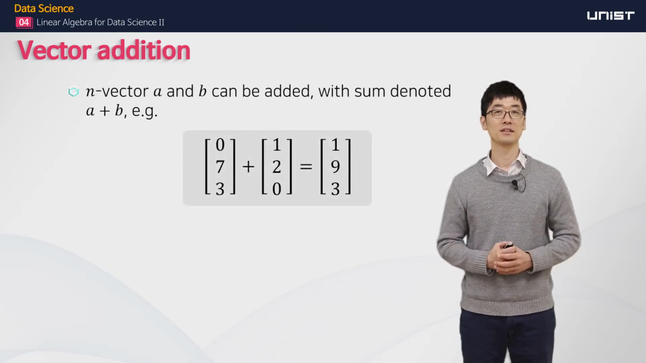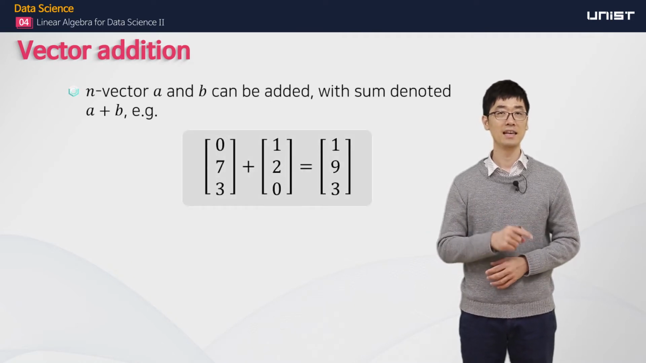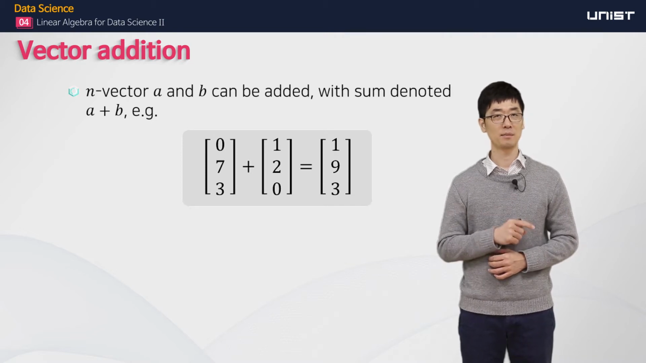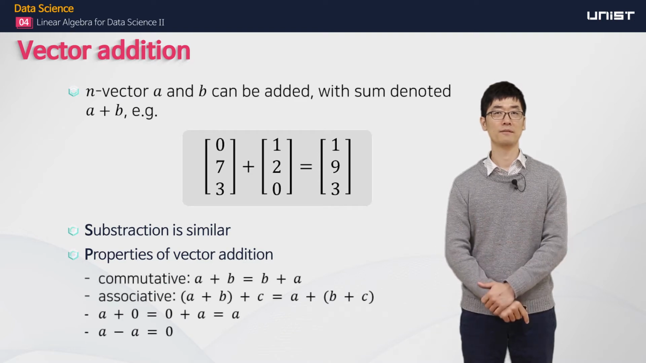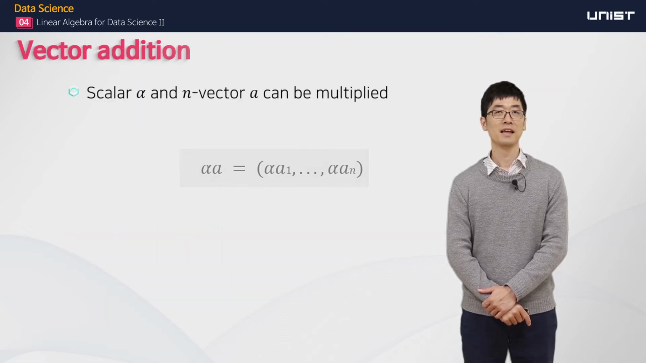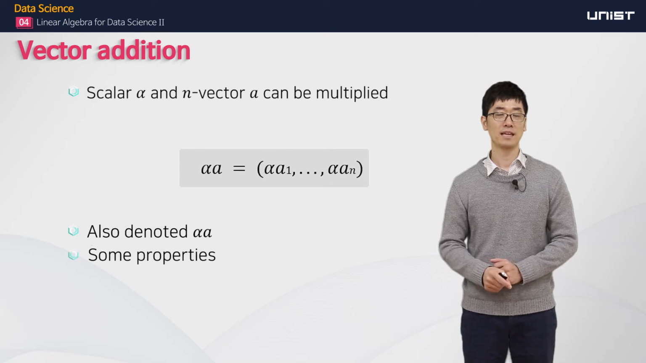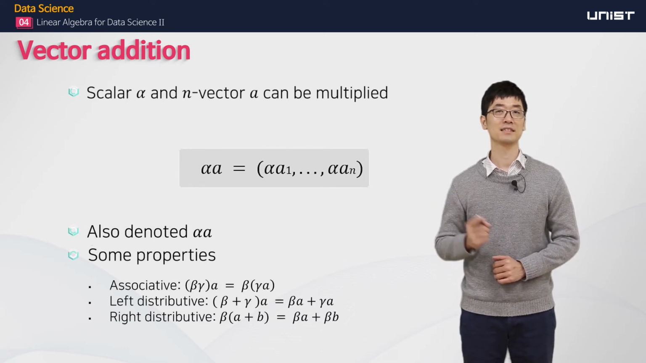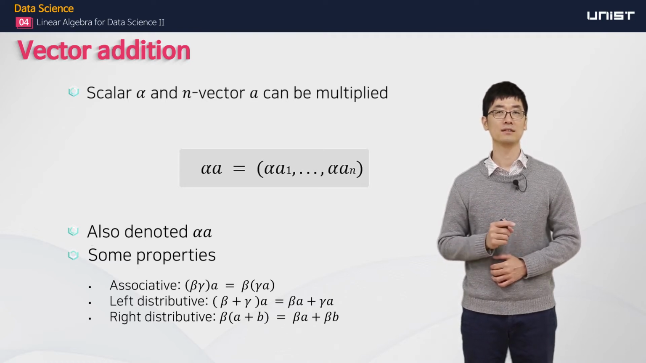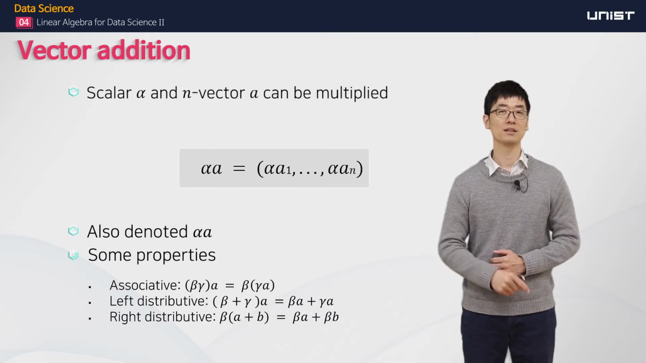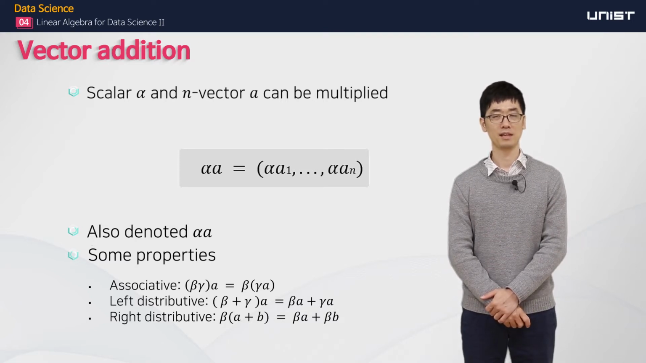2 vectors having the same size can be added element by element. Subtraction is similar. There are some properties of vector addition such as commutative and associative. Scalar vector multiplication is defined like this. There are associative, left distributive, right distributive properties regarding scalar vector multiplication.